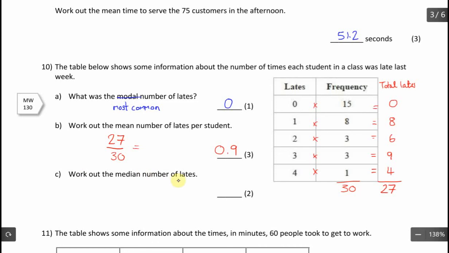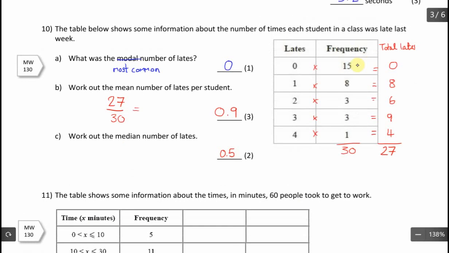Okay, work out the median number of lates, so the middle number of lates. We basically need to order these students in terms of lateness, and they already are, and we need to find the middle student. So if there are 30 students, we need to find between the 15th and the 16th. Let me just check there are 30 students. 23, 26, 30, yep, okay. So the median number of lates is 0.5, because it is actually between the 15th and the 16th student, and the 15th one is here, the 16th one is in this row, and between 0 and 1 is 0.5.